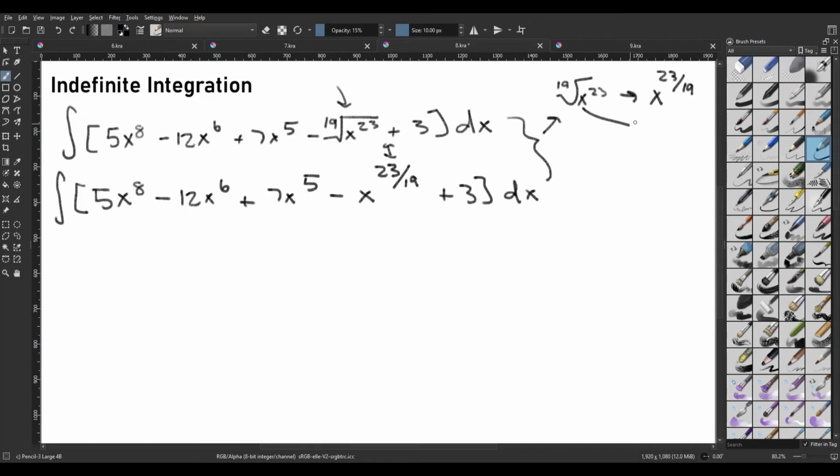Again, if you were to plug in any number for x here, you get the same thing in your calculator. So we'll just keep that there. It's a nice step I always make sure to do.